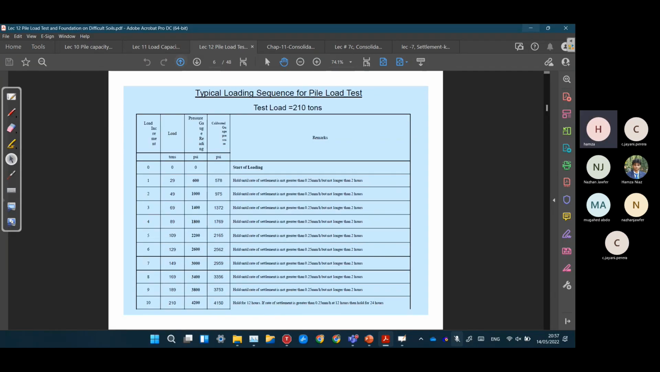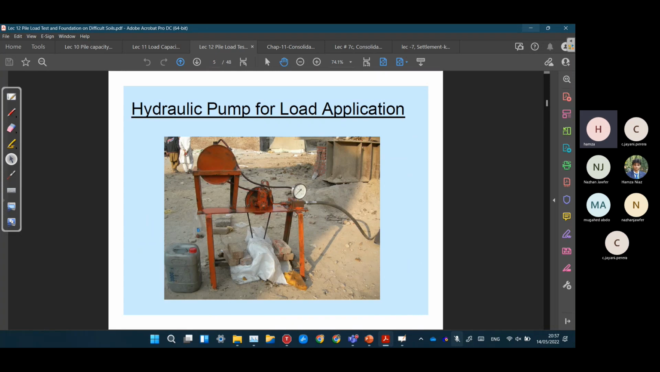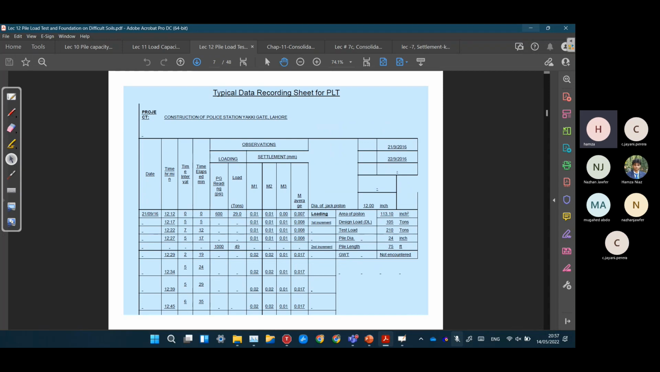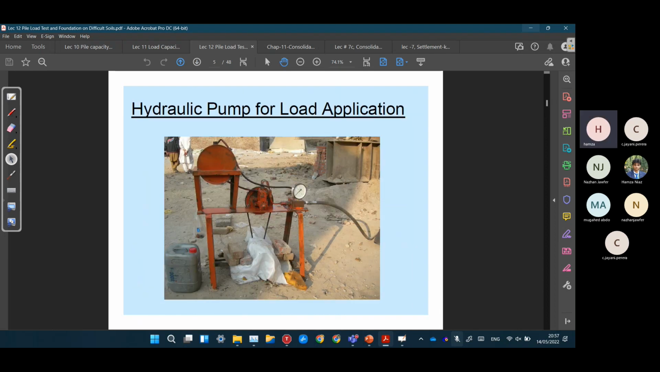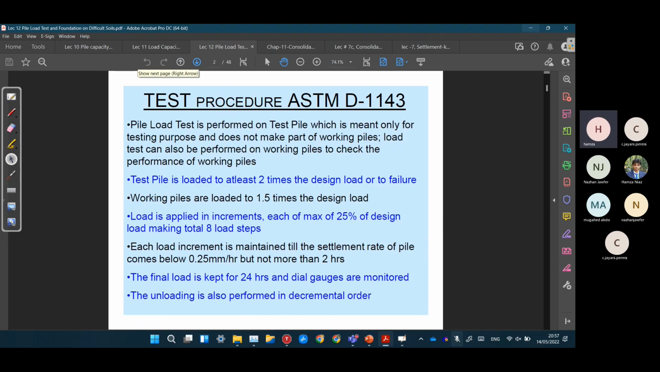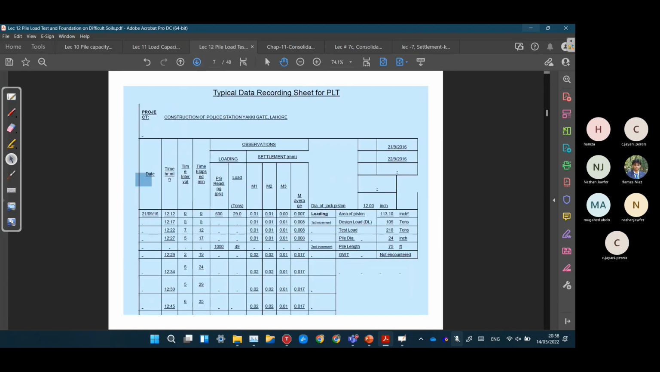Anyway, if we move onwards, the second last thing is the pile load test. Just go through this one. So we load the pile, how much do we load? It is written here that 2 times the design load for a test pile, and for a working pile 1.5 times the design load. And we apply increments of 25%. Just go through all these slides. So we apply some load in 25% increments.